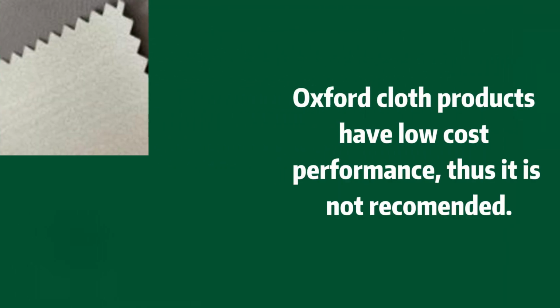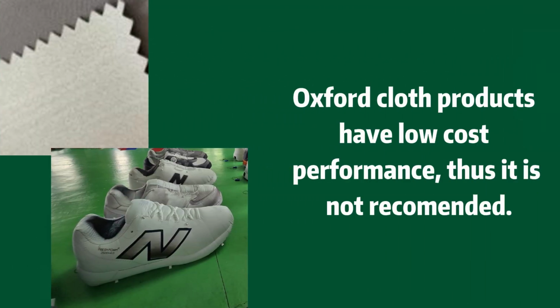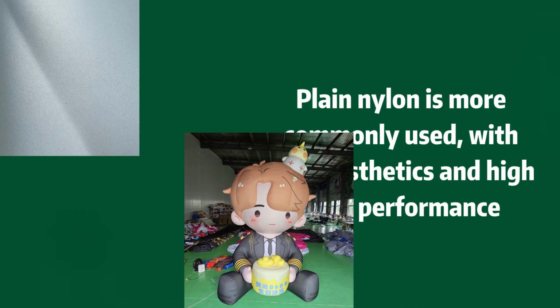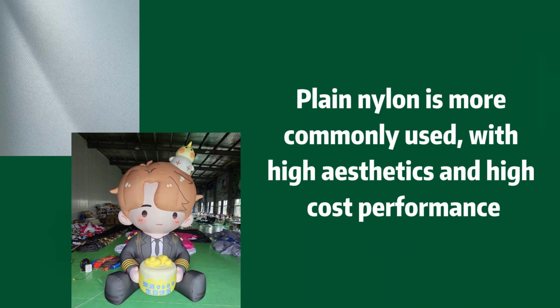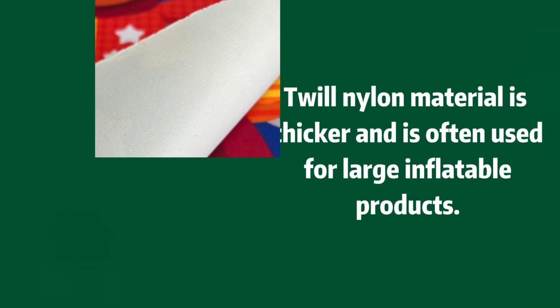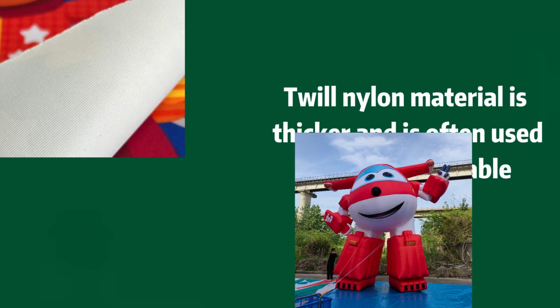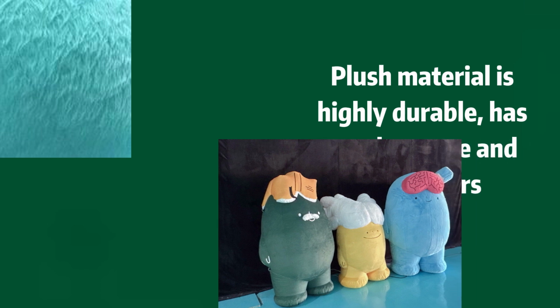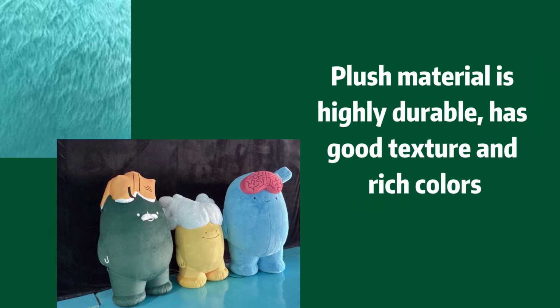Oxford cloth products have low cost performance, thus it is not recommended. Plain nylon is more commonly used, with high aesthetics and high cost performance. Twill nylon material is thicker and is often used for large inflatable products. Plush material is highly durable, has good texture and rich colors.